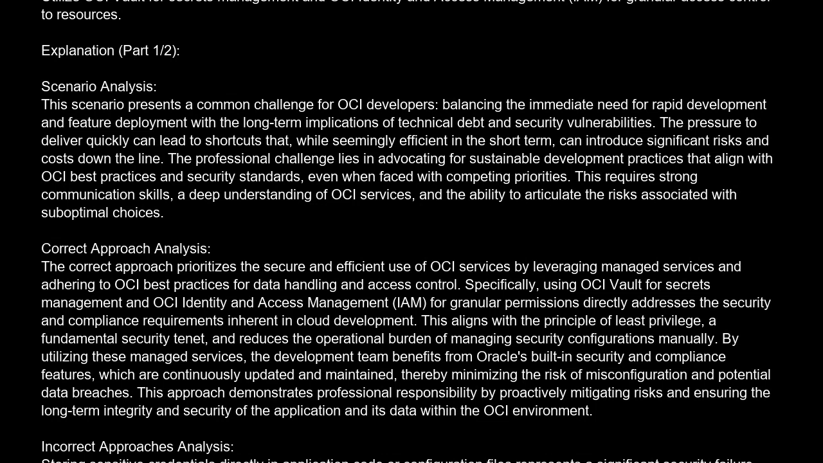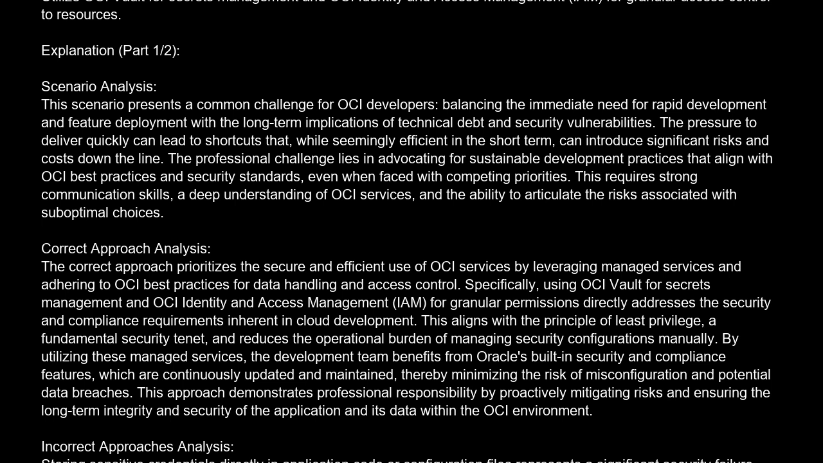The correct answer is A. Utilize OCI Vault for secrets management and OCI Identity and Access Management (IAM) for granular access control to resources. Explanation. Scenario analysis. This scenario presents a common challenge for OCI developers, balancing the immediate need for rapid development and feature deployment with the long-term implications of technical debt and security vulnerabilities.